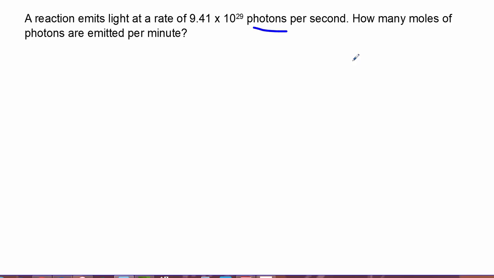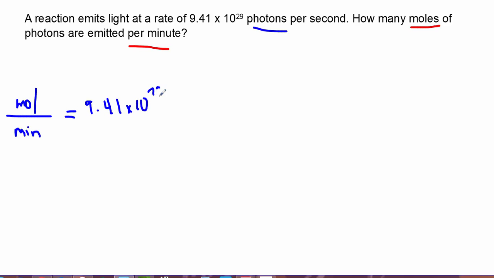So our task ahead of us is just to figure out what the plan is and what we need to convert here. So this question is asking us for moles per minute. So that's what we want. What we want is going to be moles per minute. And what we have is 9.41 times 10 to the 29 photons per second. So there's two conversions that we need to make here.